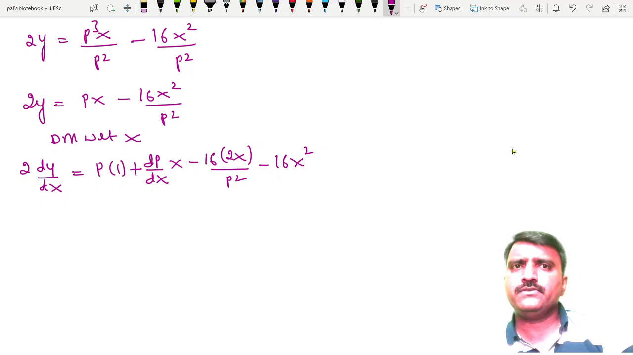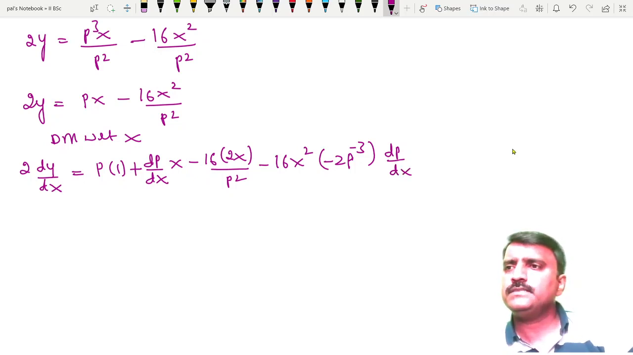So when p square comes to the numerator, it becomes p to the power of minus 2. So its differentiation is minus 2 into p to the power minus 3 into dp by dx. Okay, that's all. 16 by p square into differentiation of x square is 2x, minus 16x square as it is, differentiation of 1 by p square is minus 2p to the power of minus 3 into dp by dx.